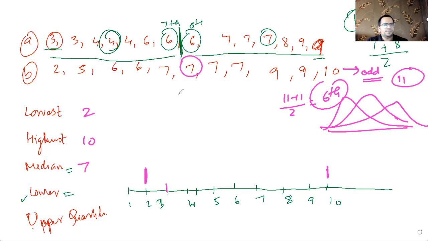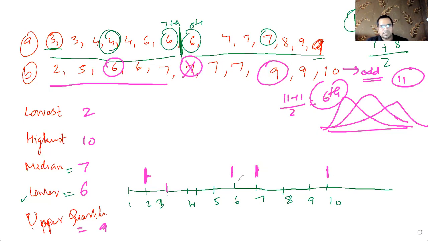So the median is 7. Now, to find the lower quartile, if the data is odd, you strike out this number. Then I find the median of this side, which has 5 values, so (5 plus 1) upon 2, which is the third value, is the median here, which is the lower quartile. That's 6. And the third value from the other side will be the median, so that is 9. So 2 is your lowest value, 10 is the highest, 7 is the median, 6 is the lower quartile, and the upper quartile is 9.